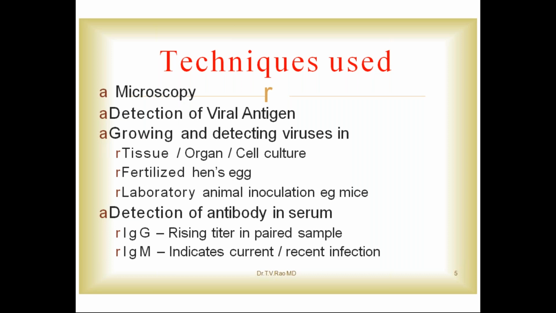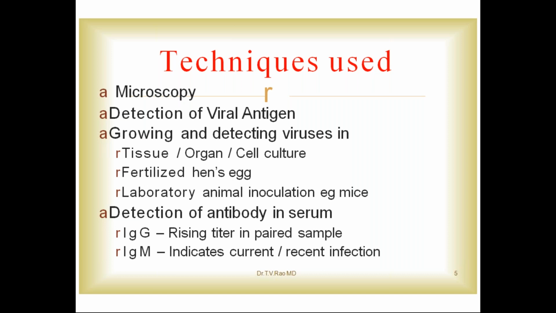Next, laboratory animal inoculation. The animals are also used for the growing of the viruses, like mice. Suppose, coxsackie virus will grow in the suckling, infant mice. Not only that, various animals are used, like chimpanzees, rabbit, guinea pig, and mice for the growing of the viruses. These are the techniques for the observation of the virus growth. And next, the detection of antibody in serum.